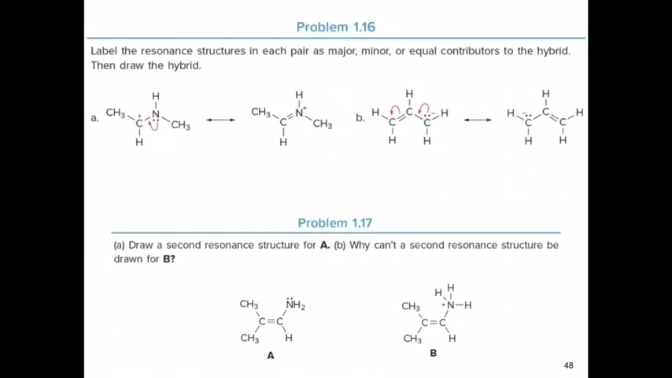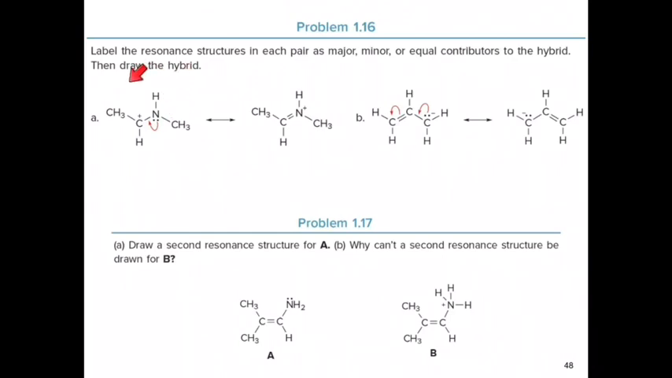Here's practice problem number 16. Label the resonance structures in each pair as major, minor, or equal contributors to the hybrid. Then draw the hybrid. All right, so we have two resonance structures here, and we have to figure out which one is the major and minor contributor.